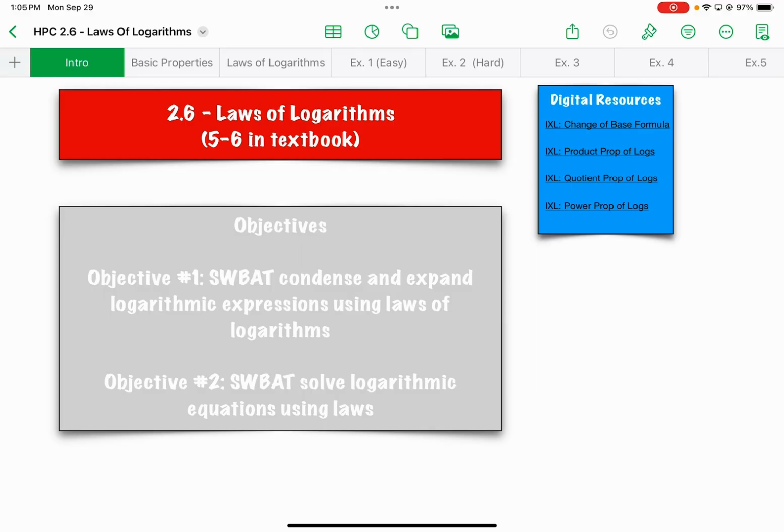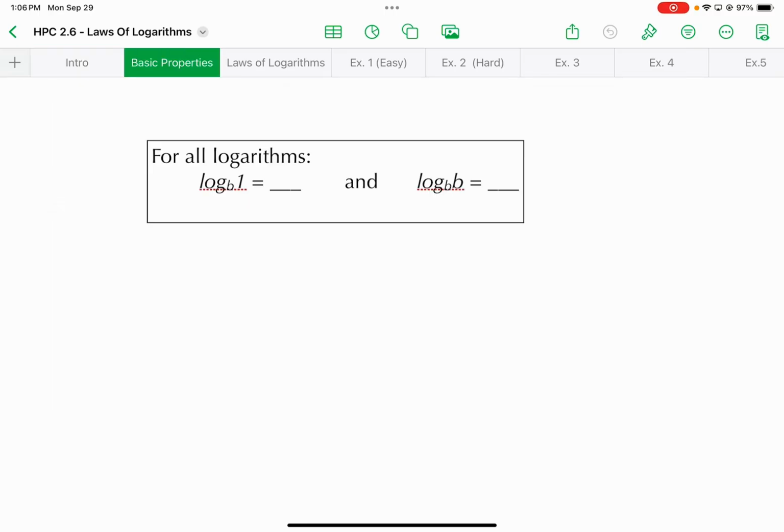Okay, so 2.6, laws of logs, still stuff with logs. Again, your quiz tomorrow will be over 2.4 and 2.5, so not 2.6. Stuff you would have done this past weekend for homework, and also what I assigned on Thursday. We'll do some very basic properties of logs, and then some properties of logs that I'm assuming you have seen before.